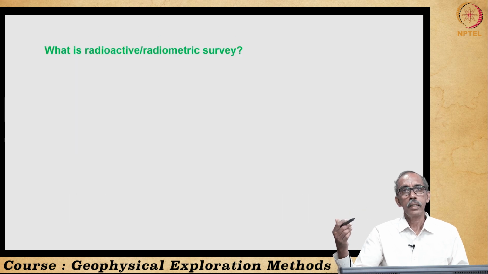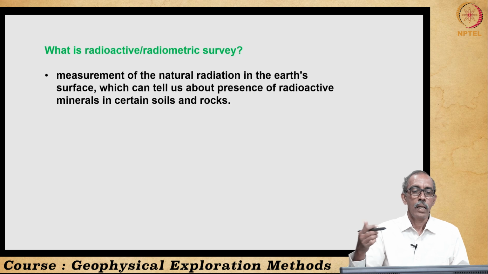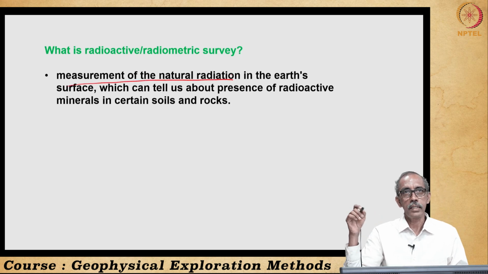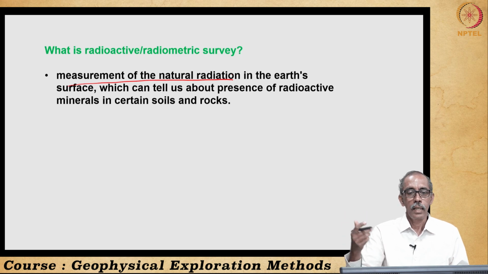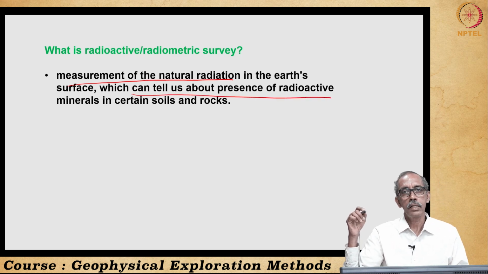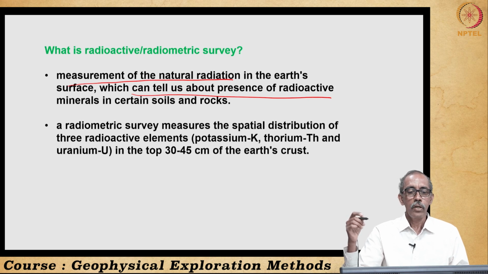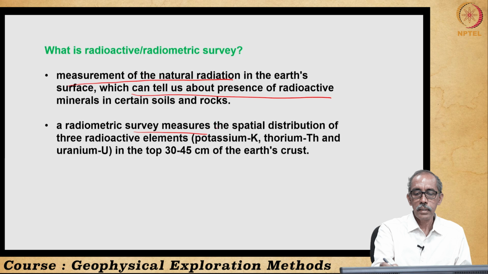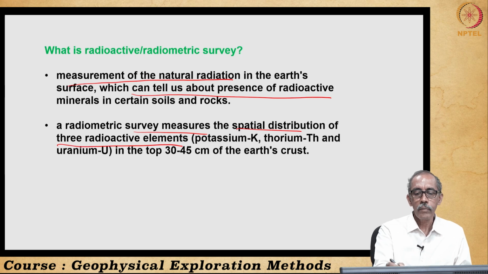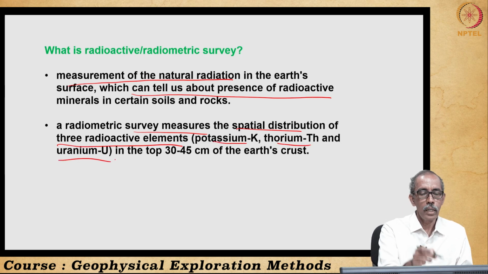What is a radioactive survey or radiometric survey? What we are going to do here is the measurement of natural radiation which reaches the surface of the earth, right? The measurement can tell us about the presence of radioactive minerals below the surface, either in the soil or in the rocks. The radiometric method measures the distribution of all the radioactive elements. The most important radioactive elements are potassium, thorium and uranium, right?